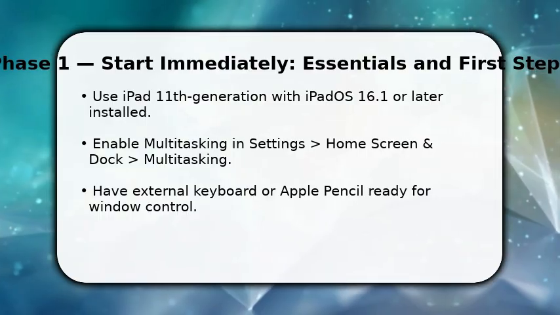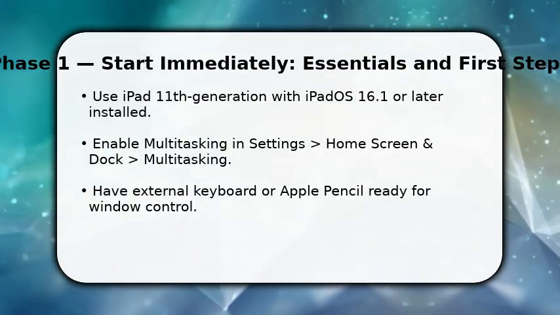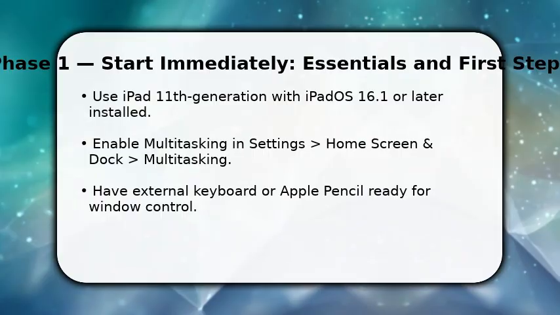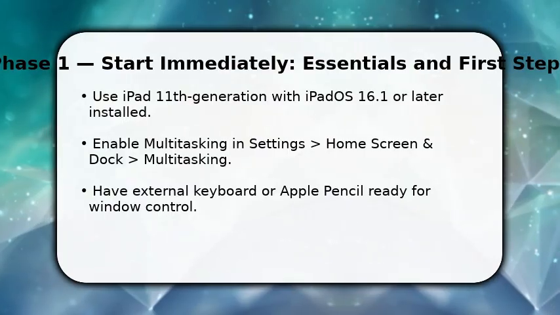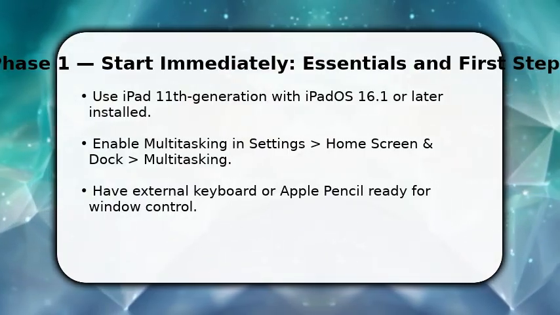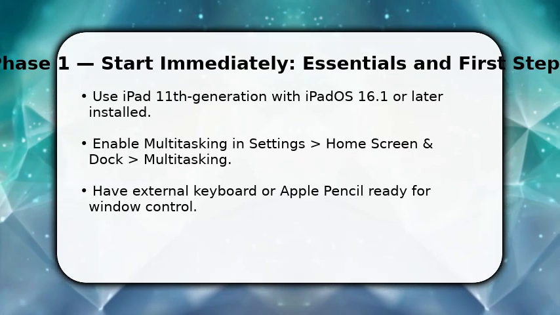Next, open one app in full screen, then swipe up to reveal the dock and drag a second app onto the screen. This creates a window group. Make sure to use a keyboard or pencil for precise resizing. It makes arranging windows faster and more accurate.